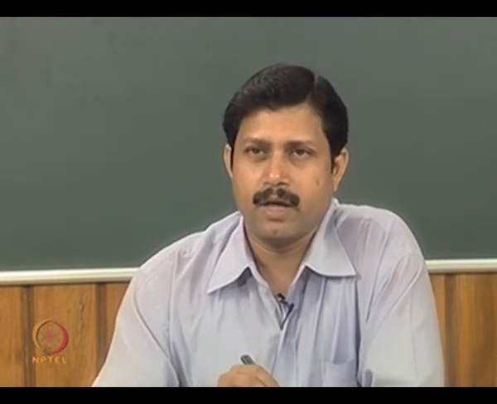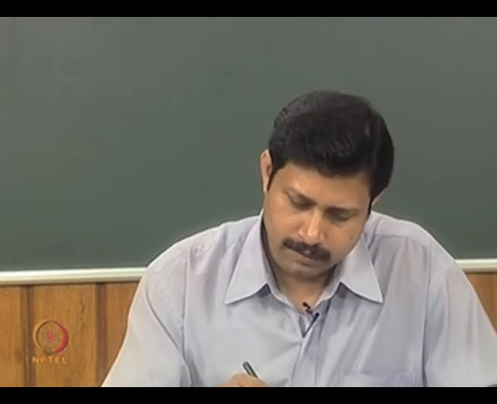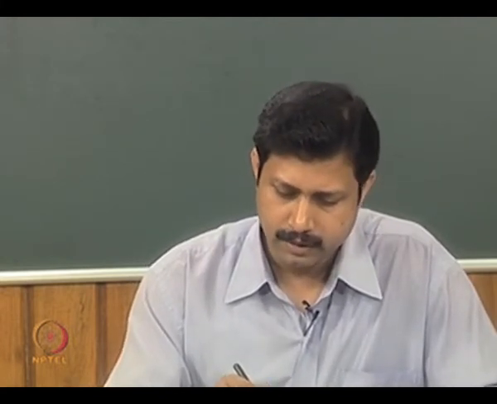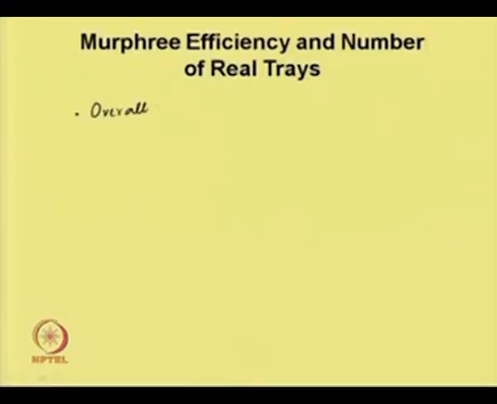To calculate this efficiency of the tray, there are three types of efficiency which we generally use. One is known as overall efficiency, another term which we use is the local efficiency, and third which we use is the Murphy efficiency.